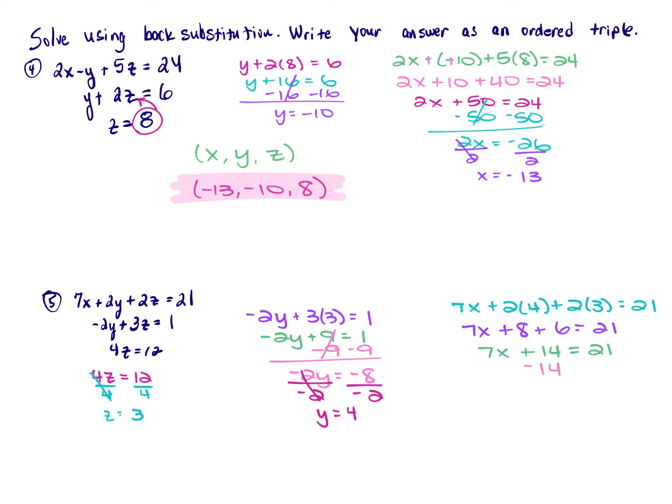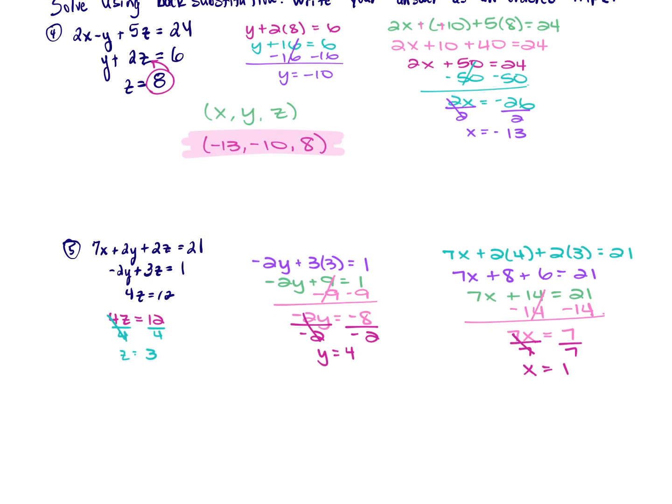Subtract your 14 over. You have 7x is equal to 7. Divide each side by the 7, and you get that x is 1. So again, you're putting this in the ordered triple as x, comma, y, comma, z. So that's going to give you the answer of 1, comma, 4, comma, 3.